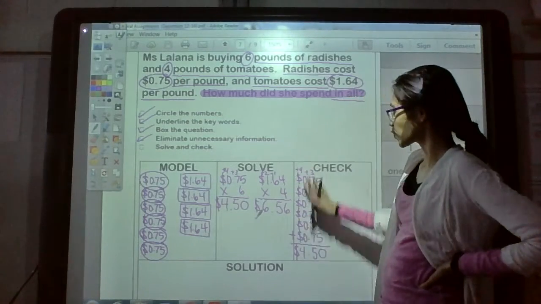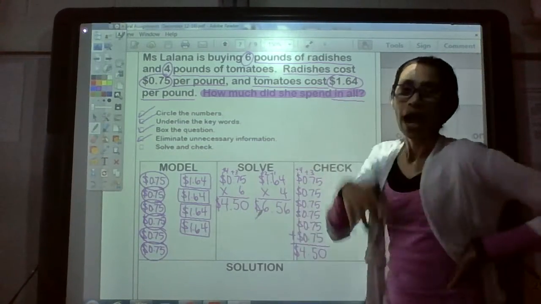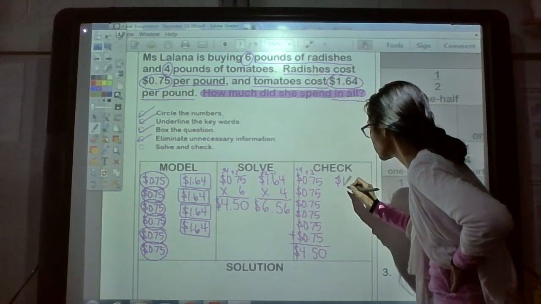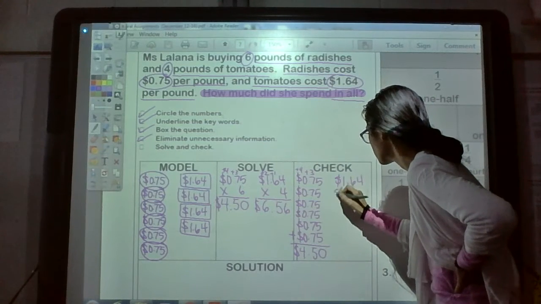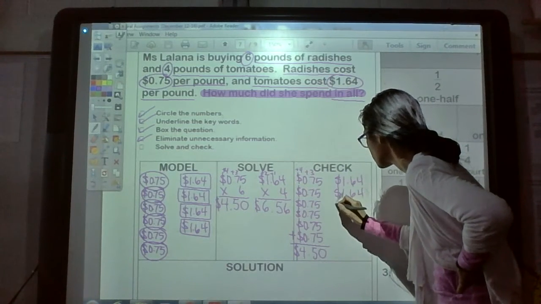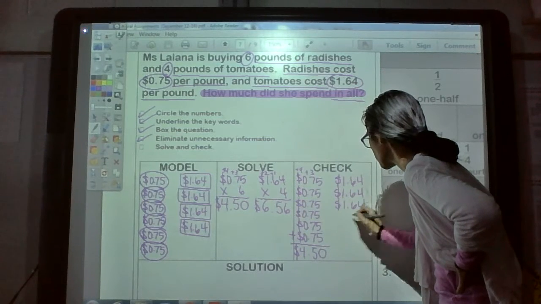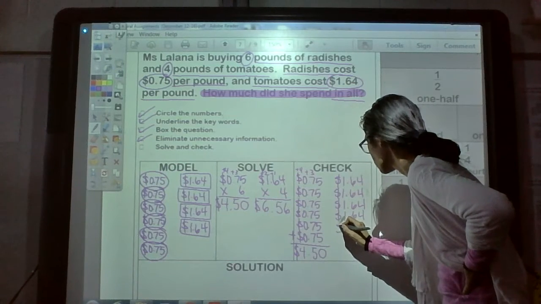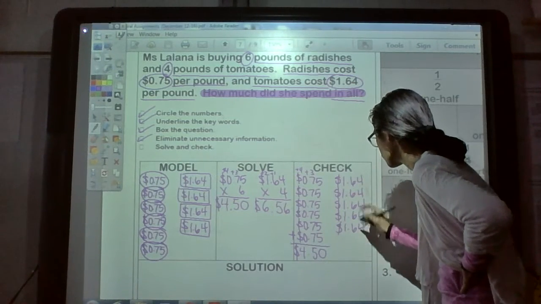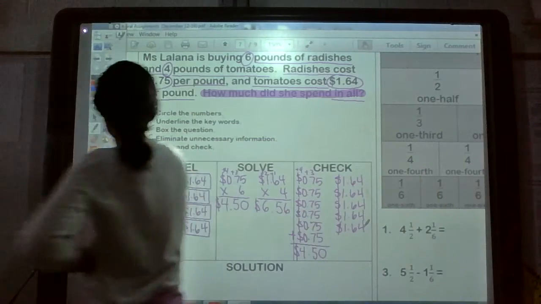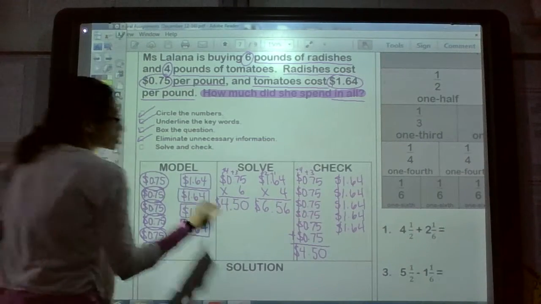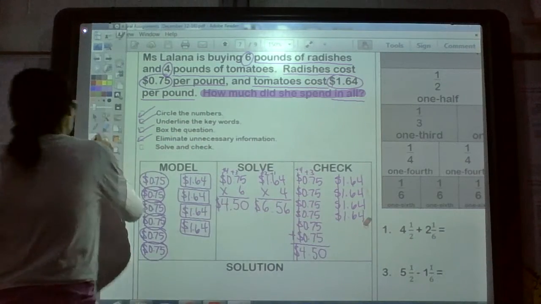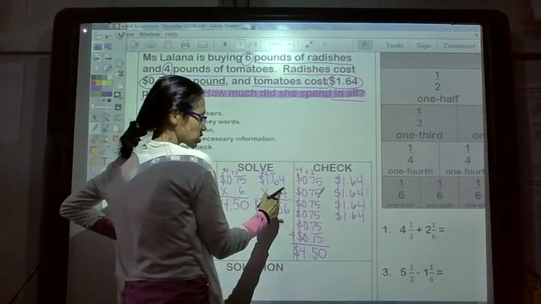Now, if you want to do this for your solve and then check it a different way, however you want to do it is fine with me. $1.64. Whoa, that's weird. No, I wrote it 5 times. Uh-oh. I need to erase one of those. $1.64. All right. 1, 2, 3, 4, because it gets times 4.